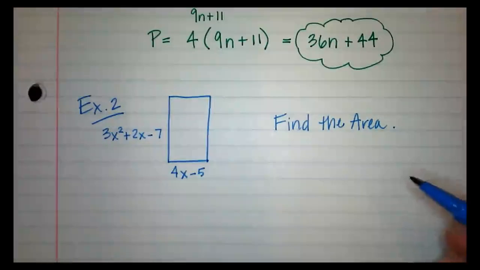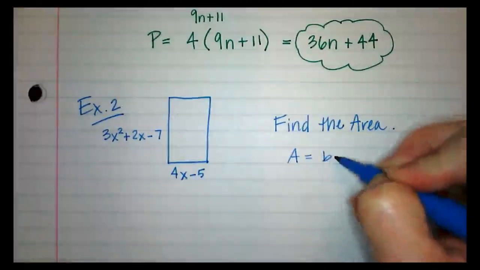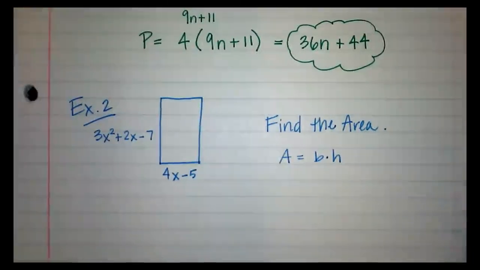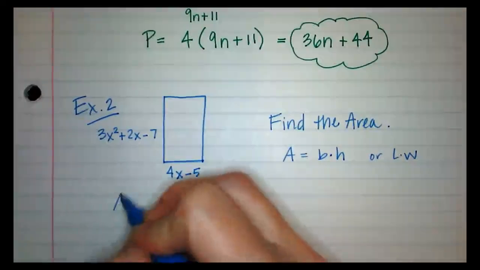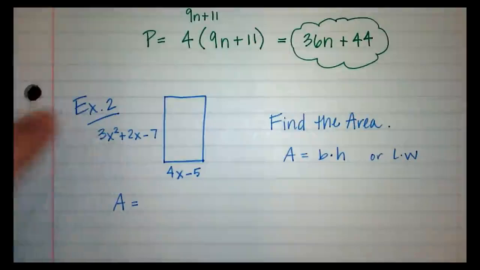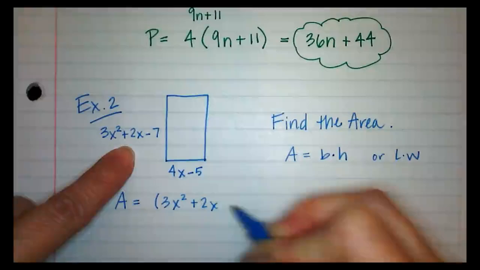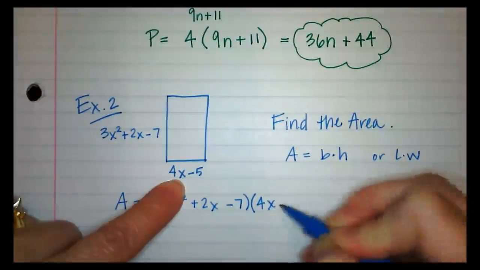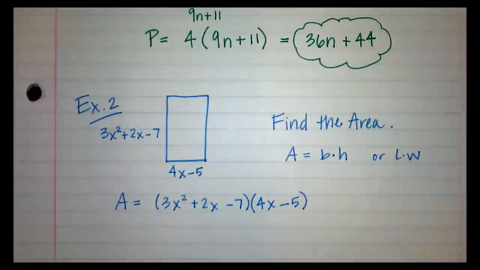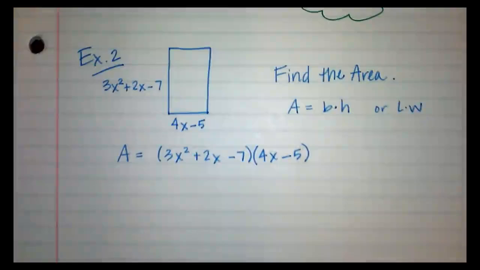So when we find the area of a rectangle, we multiply length times width, or you may have learned base times height. So to find the area, we need to multiply those 2 sides together. So that means that to find the area of the shape, we need to multiply 3x squared plus 2x minus 7 with 4x minus 5. All right, so we know that this is a whole lot of distributive property here for this one.